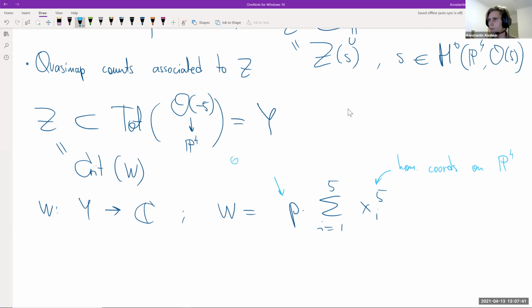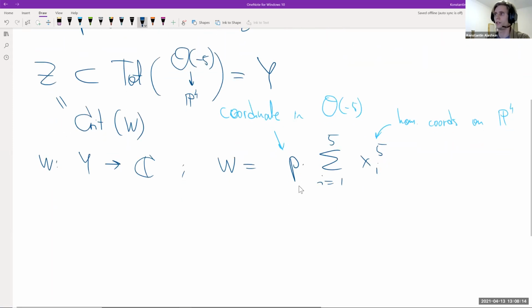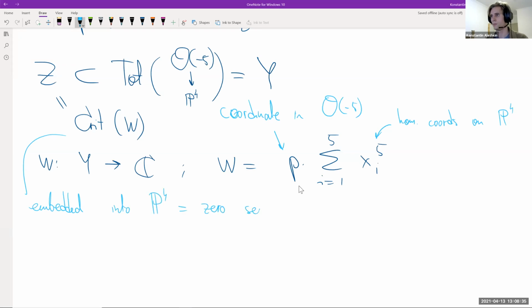And p is just a coordinate in the fiber of O(-5). The O(-5) is taken so that this whole expression is an invariant function, and its critical locus on the total space of this line bundle is exactly the quintic. It's like p equal to 0, embedded into P4, which is the zero section of this line bundle.